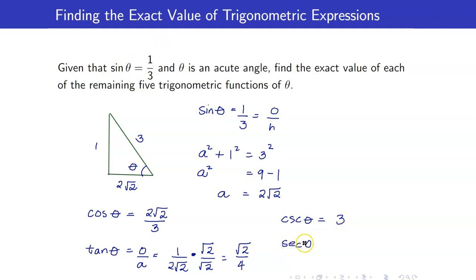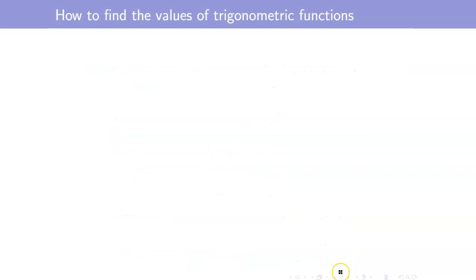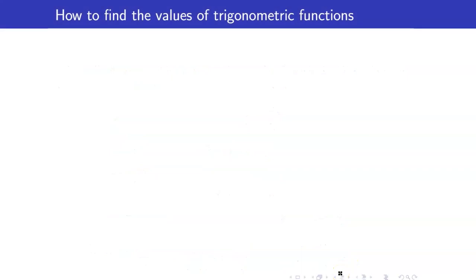Secant of theta is the reciprocal of cosine. So we get 3 over 2 square root of 2. And lastly, cotangent of theta is the reciprocal of tangent. So I will just use the reciprocal of this one. So that's 2 square root of 2.